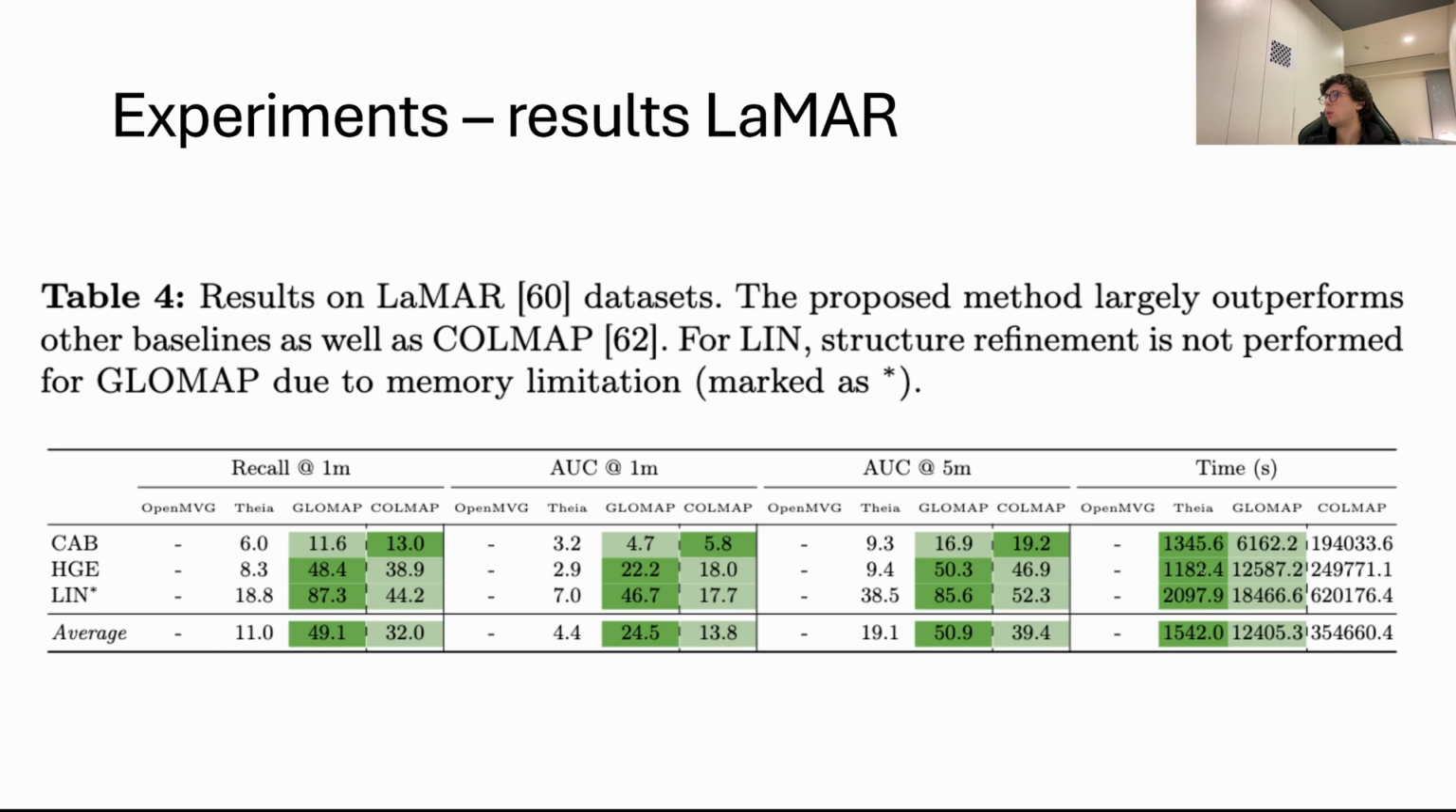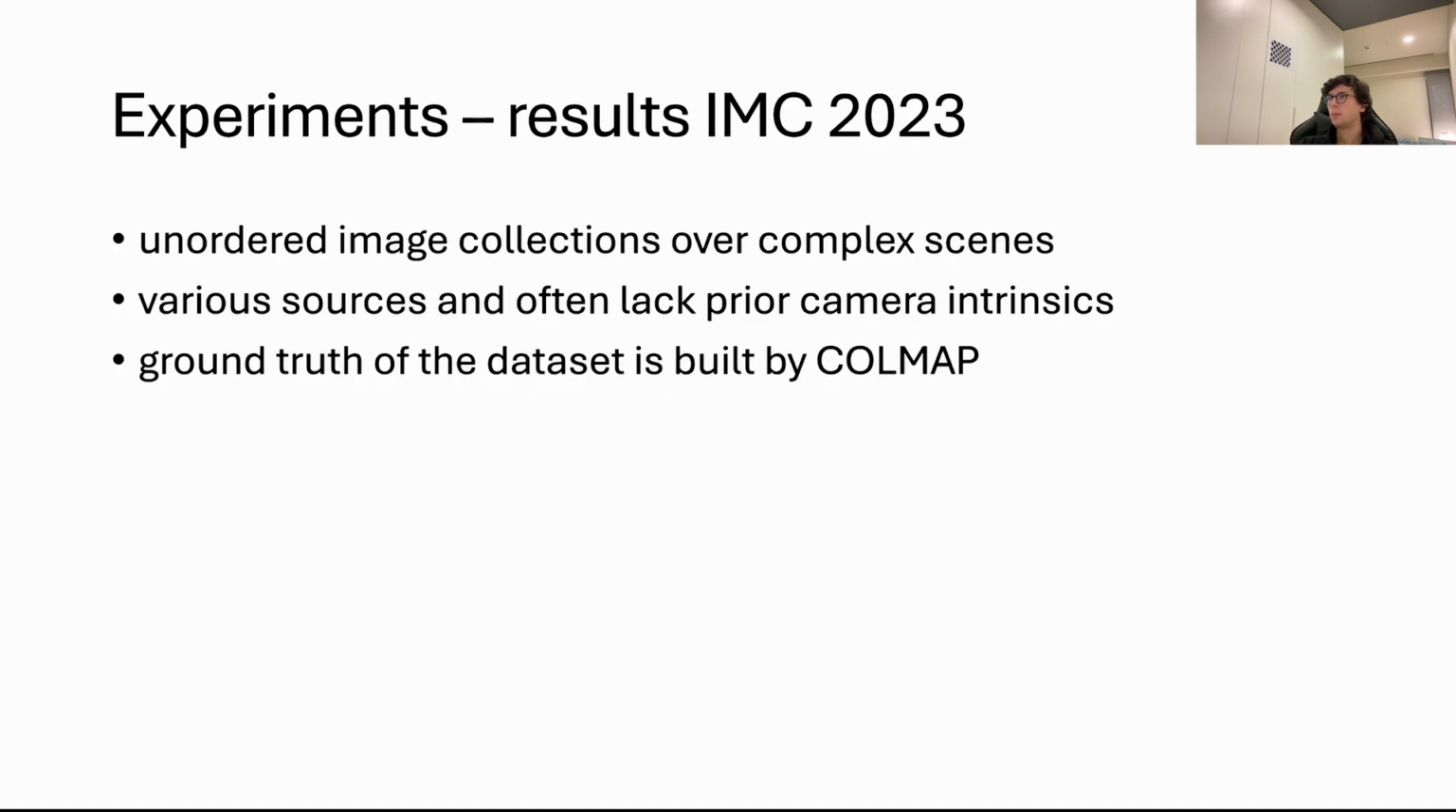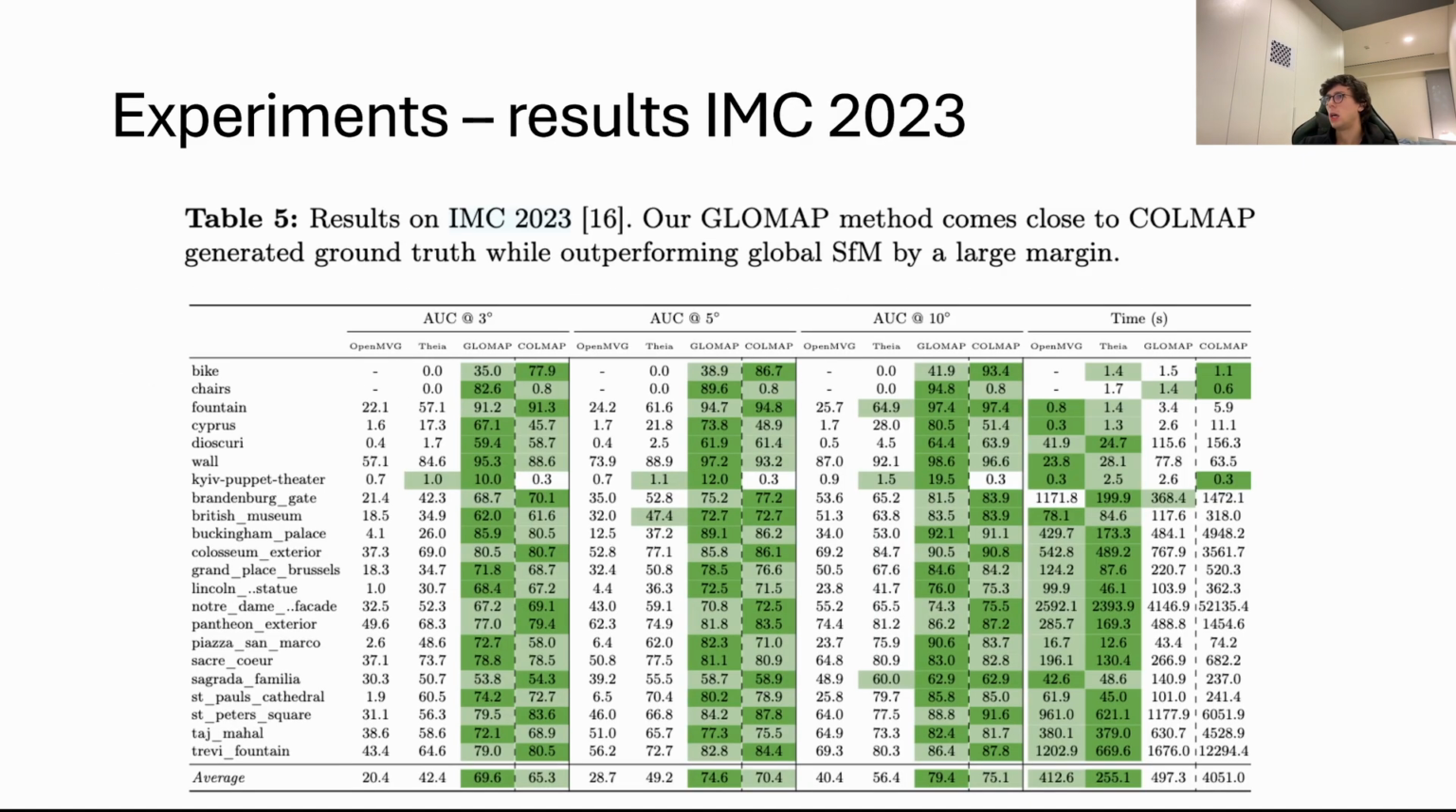Of course, we have a small accuracy for Theia, but it was also the fastest. GLOMAP is second in, and COLMAP is the longest one because of how many images there are in this dataset, let's say. So this is also to keep in mind. We also did the other results here.